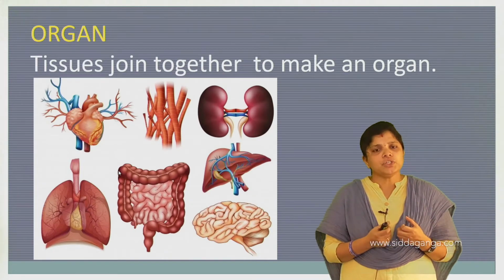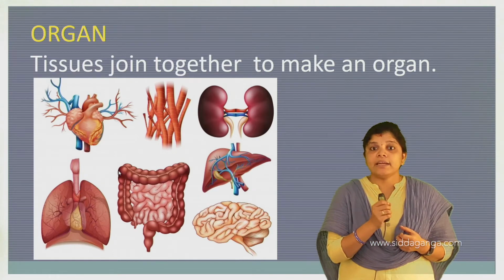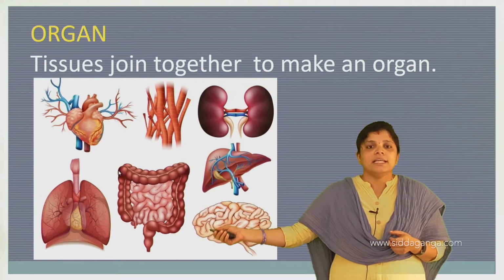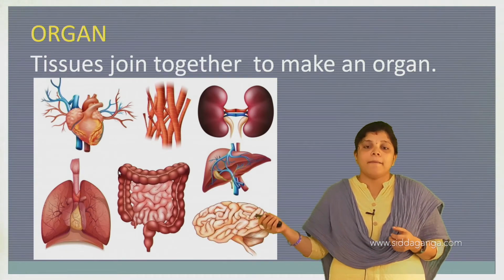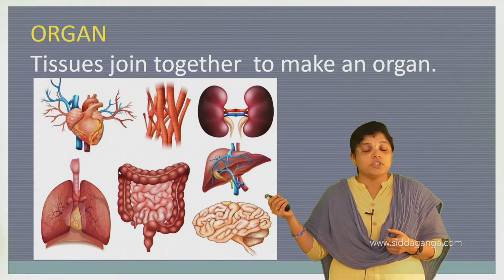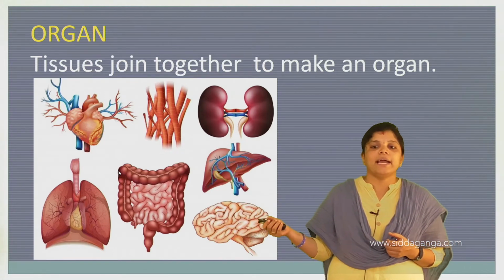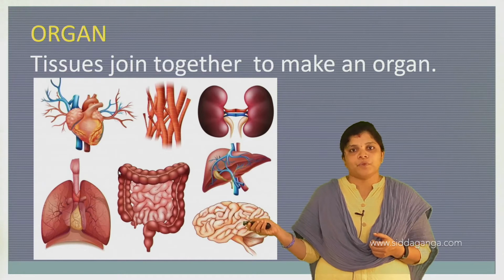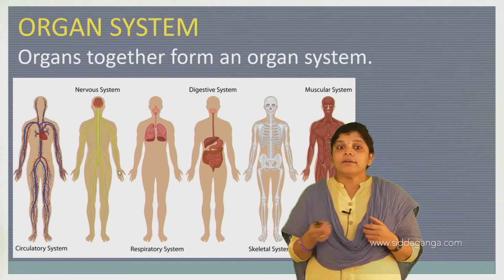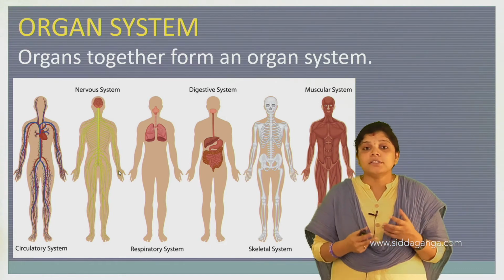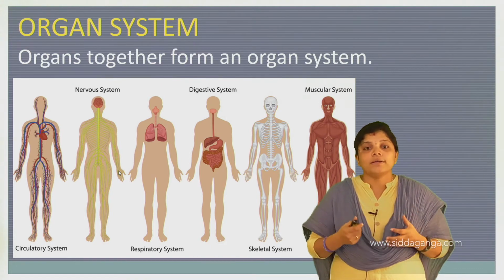See, tissues join together to make an organ. Here are some pictures of organs. These organs are made up of tissues. Normally tissues join together to make an organ, and then organs together form an organ system.